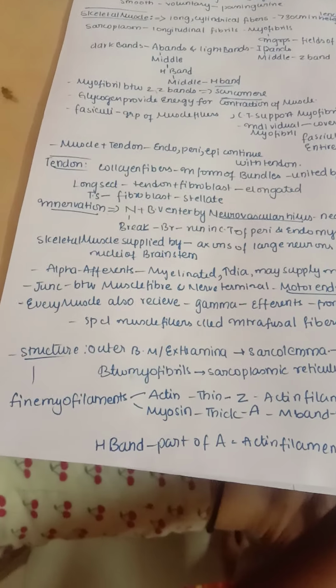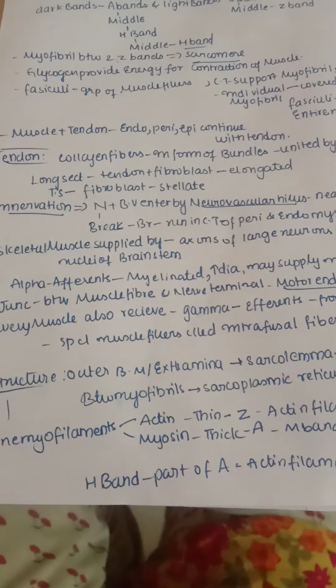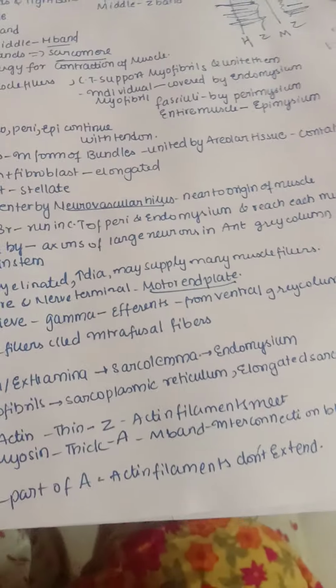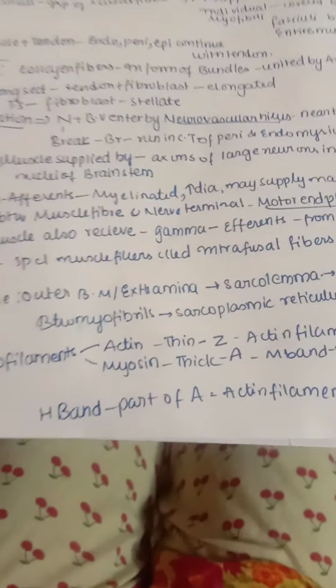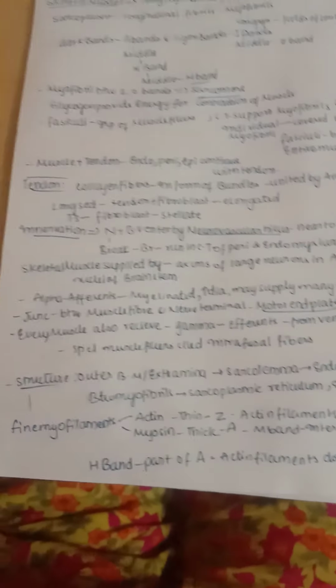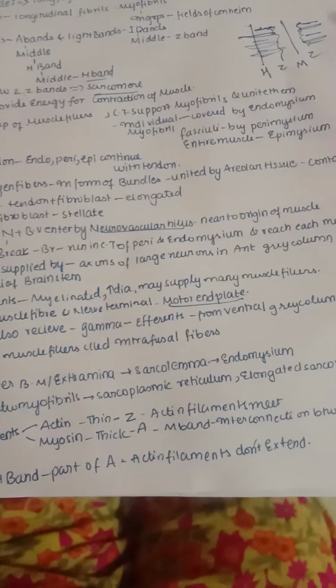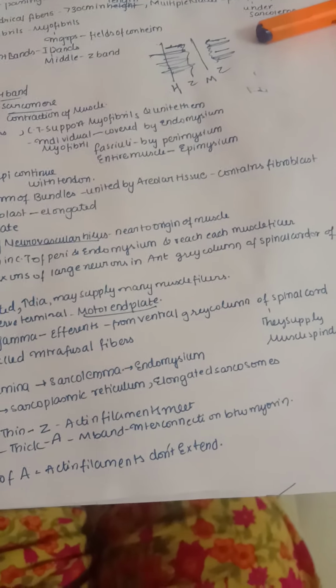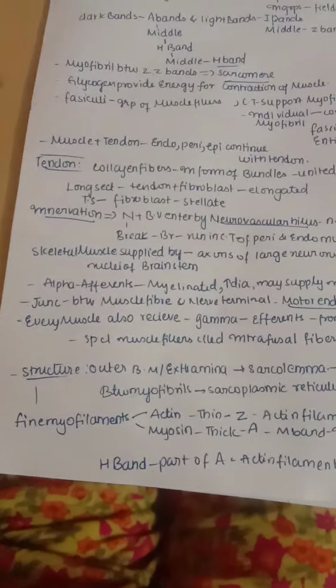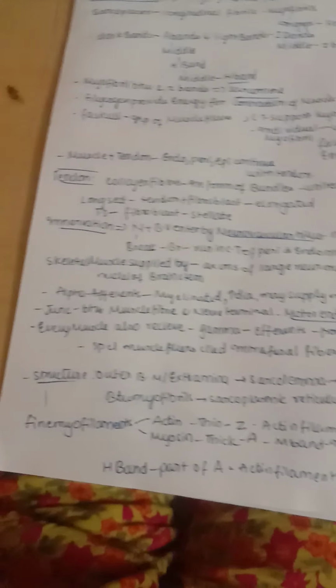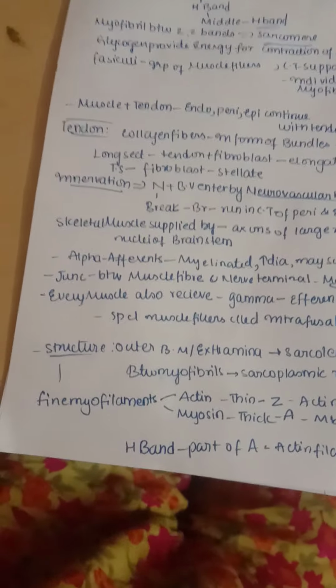Let us see the myofibril structure. On the outside we have the basement membrane or external lamina, and it continues to form the sarcolemma, and inside we know we have the endomysium, which is lining a myofibril. Between the myofibrils we have a sarcoplasmic reticulum, and also elongated sarcosomes. Sarcosomes are nothing but mitochondria and other organelles. So the structure has fine myofilaments.